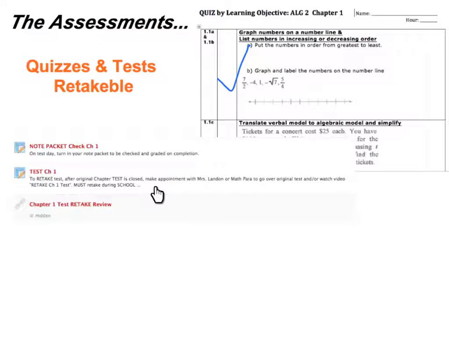To prepare for a retake, you must schedule a one-on-one meeting to go over your exam with the math para or the teacher. Some chapters will also have a retake video of the teacher going over the old exam. It is highly recommended, if this is available, that you watch it also. Once the test is returned, students have 2 complete weeks to retake the exam within school hours.